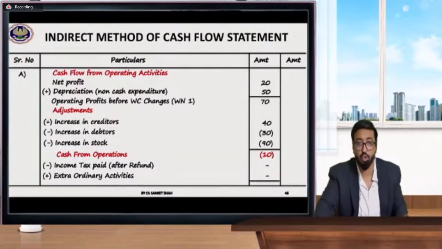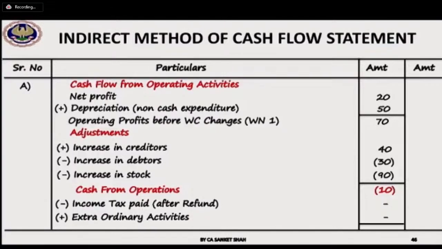Please take a screenshot of this. Yes, take a screenshot, minus 10. And remaining activities are same. This is indirect method. You start with net profit, then you will get operating profit before working capital changes, and then you will get cash flow from operation.